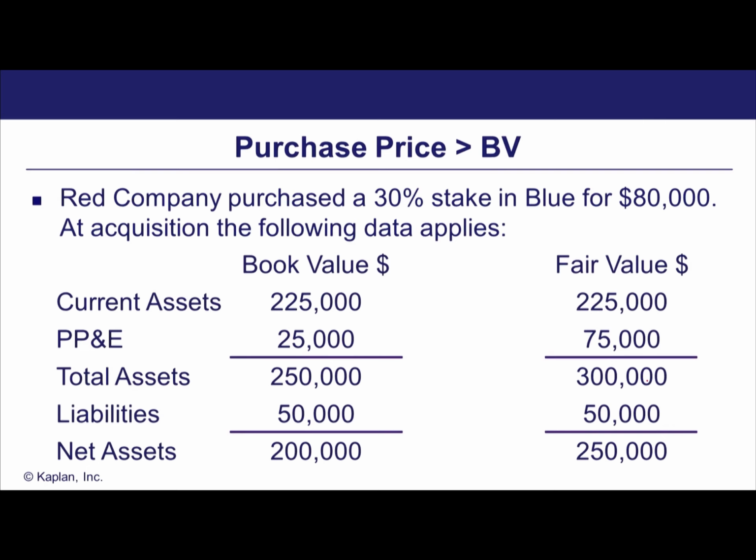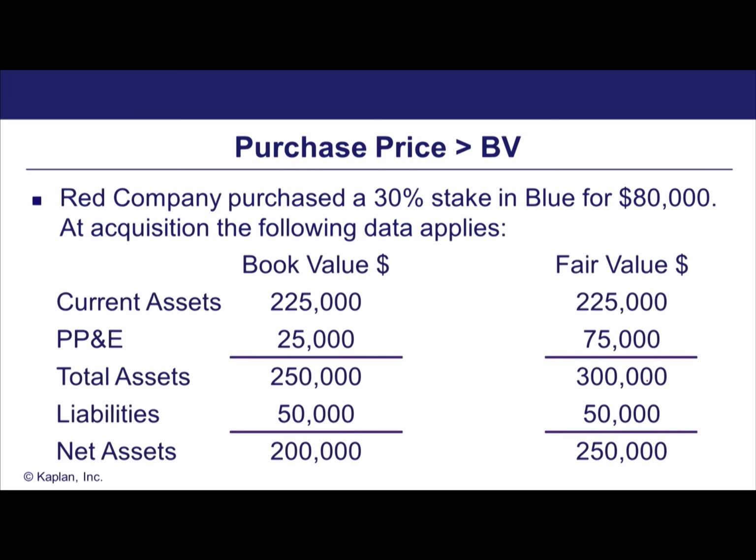So let's talk about purchase price above the book value of net assets acquired. In particular, what we're now going to start to see is the goodwill and how we work out that goodwill element. So Red Company has purchased a 30% stake in Blue and they've paid $80,000 for it. At the acquisition, the following data applies. So we've got the associate's book value of its assets and liabilities, and we've also got the fair value of its assets and liabilities.